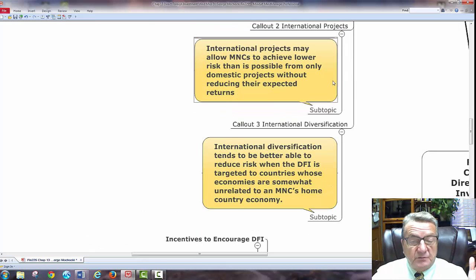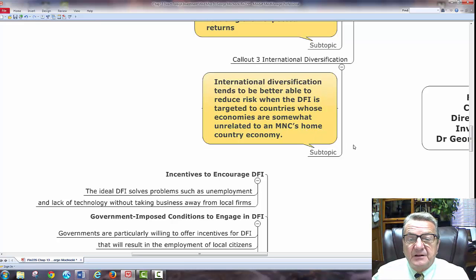Okay, international projects, why would I want to do that? They may allow MNCs to achieve lower risk than is possible from only domestic projects, without reducing their expected returns. That's why I open up a foreign direct investment. I'm building up my distribution center, or my operations, or my sales at that location. Or I open up my headquarters in that country because of lower tax rates and more flexibility, what they call inversions. We're leaving here and opening up another one. I'm doing an alliance, a merger.